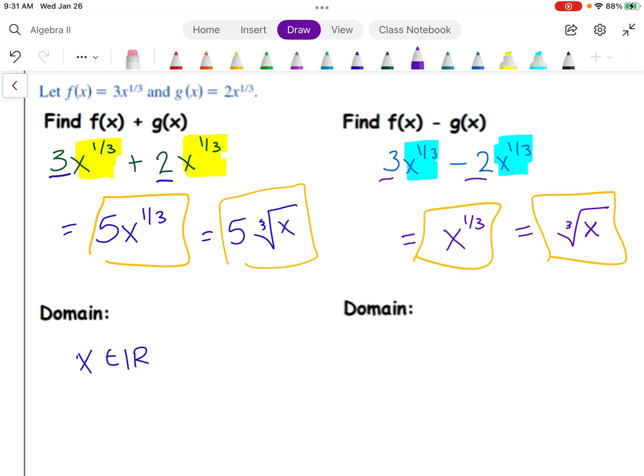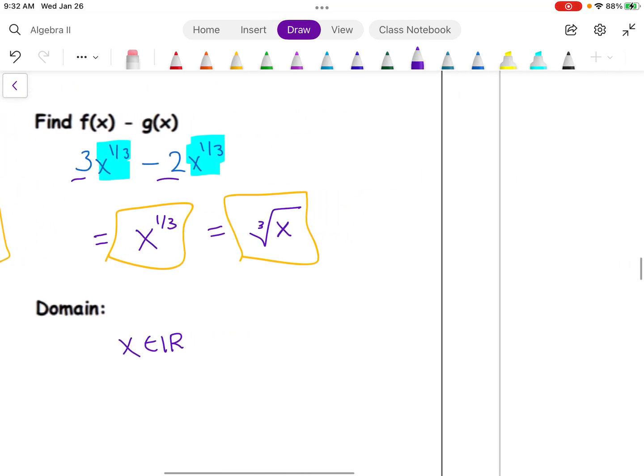And again, it's an odd root, so we don't care about negatives, which means our domain is just x belongs to the real numbers. So this is all we're doing. We're finding like terms, and if we have like terms, we can combine them. And in the next couple examples, we'll see a couple where we need to simplify before we combine them.